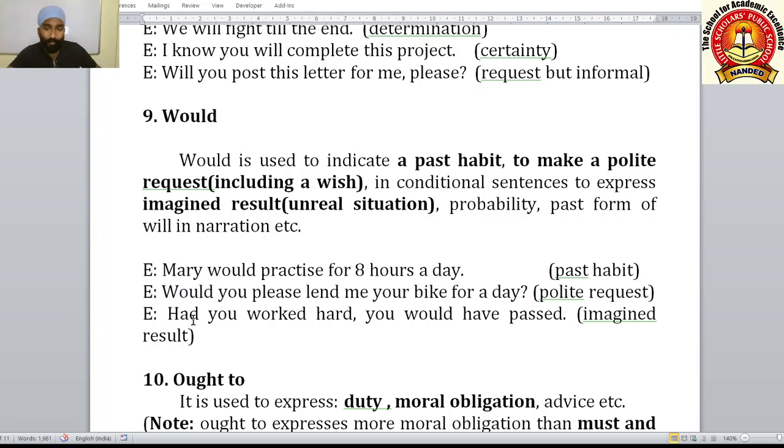Thereafter, imagined result. Had you worked hard, you would have passed. Here this action did not complete. Here we are telling had you worked hard. It means you did not work hard, and this is why you could not pass. So in this sentence, would plus have, this combination, is showing an imagined result, the result which did not complete.